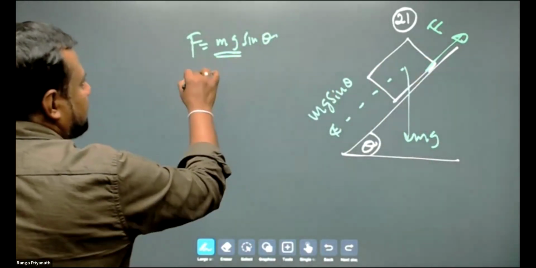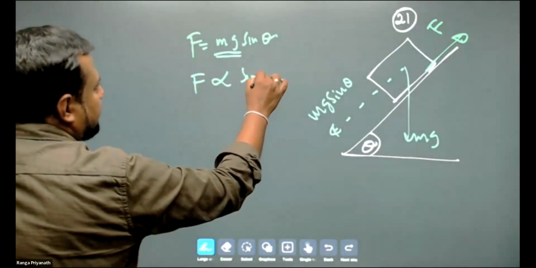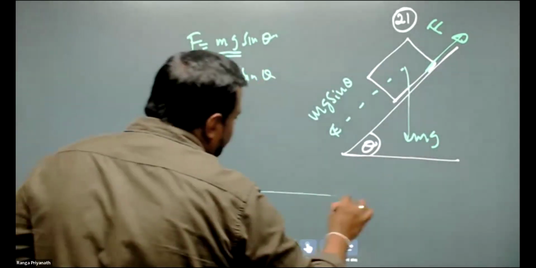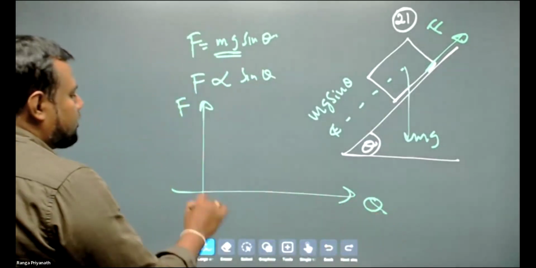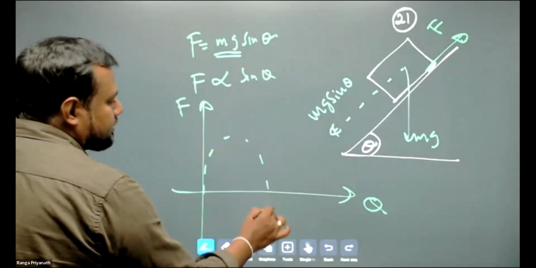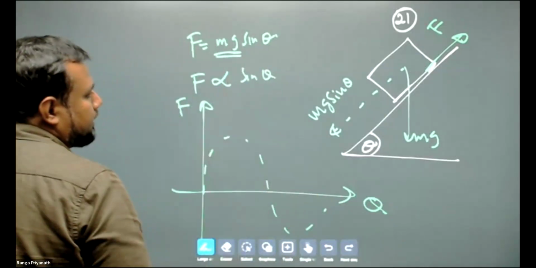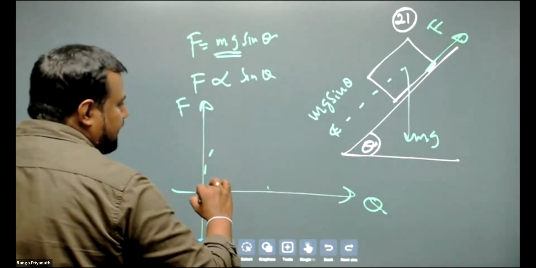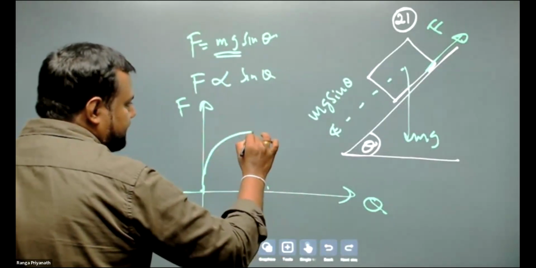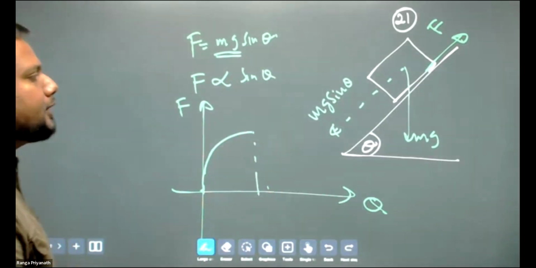Mg is a constant. That means F is proportional to sine theta. If you have something which changes with the sine value, we have something like that. We need to know that we have only 90 degrees. We can't go more than that. So the graph is something like that.